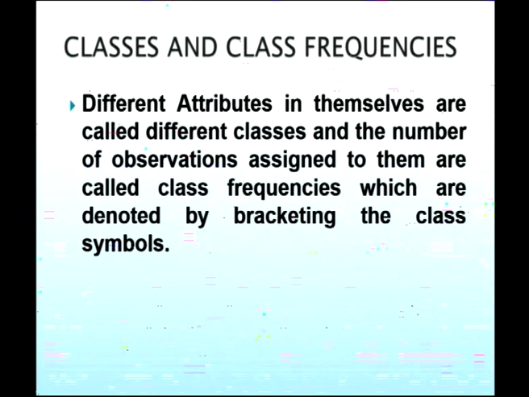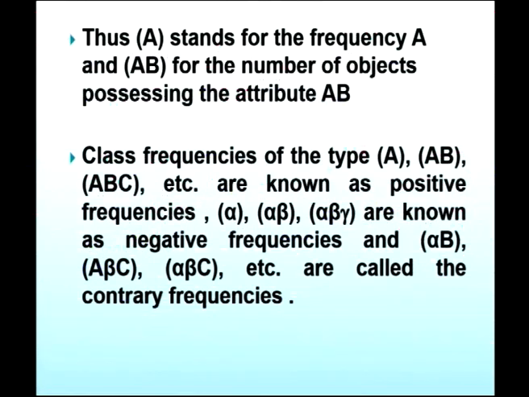So, similarly, we can go ahead with this kind of representation. Then we talk about classes and class frequency. Whenever there is a classification, we can group together into classes. Different attributes in themselves are called different classes, and the number of observations assigned to them are called class frequencies, which are denoted by bracketing the class symbols. Thus, bracket A stands for the frequency of A, that is, the number of members having the attribute A, and bracket AB for the number of objects possessing the attributes A and B.